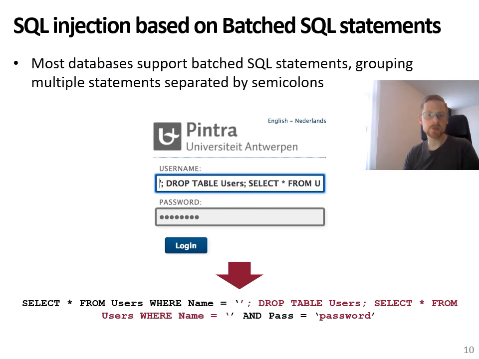To make matters worse, many databases support batched SQL statements where multiple statements can be separated by a semicolon. This would allow creation of even more advanced SQL queries, such as the one displayed here, which would delete the entire users table from the database.